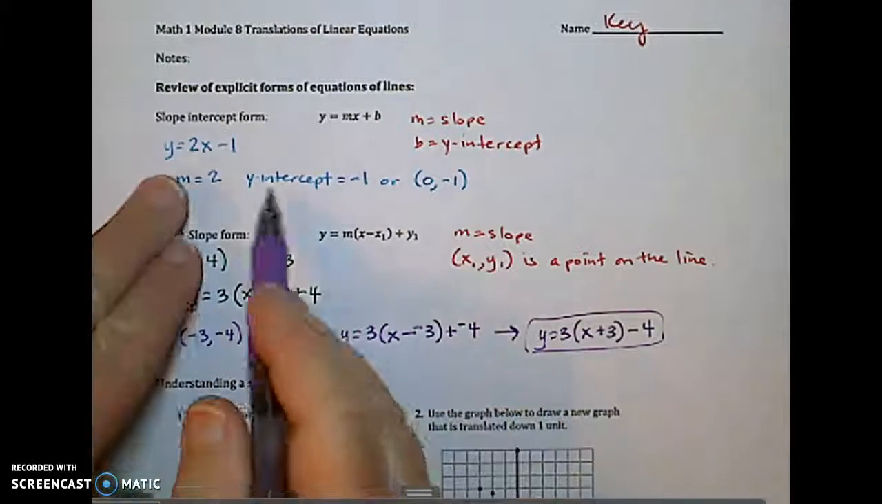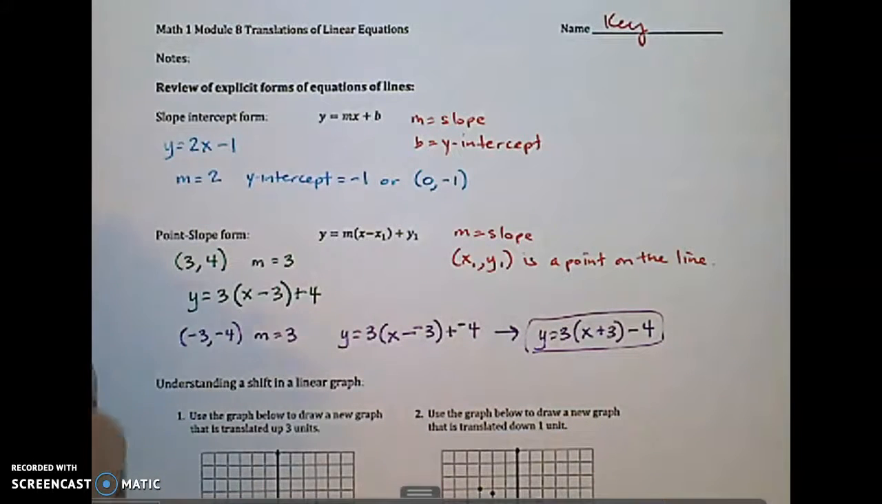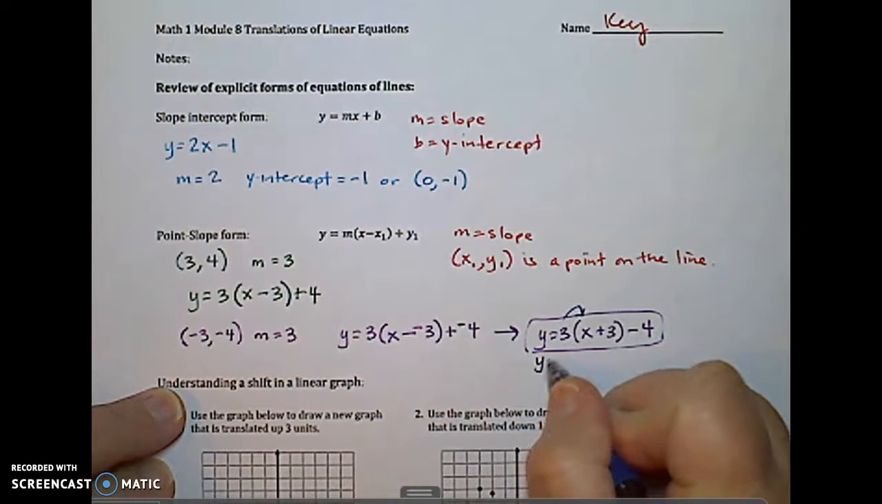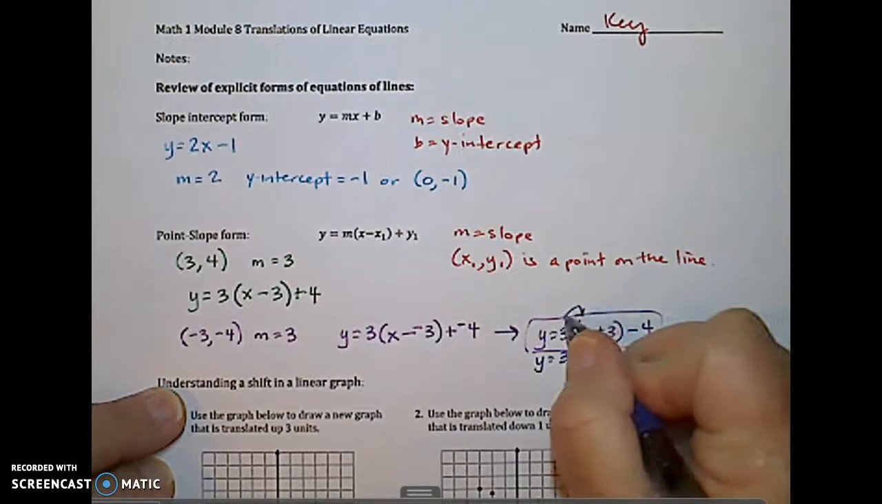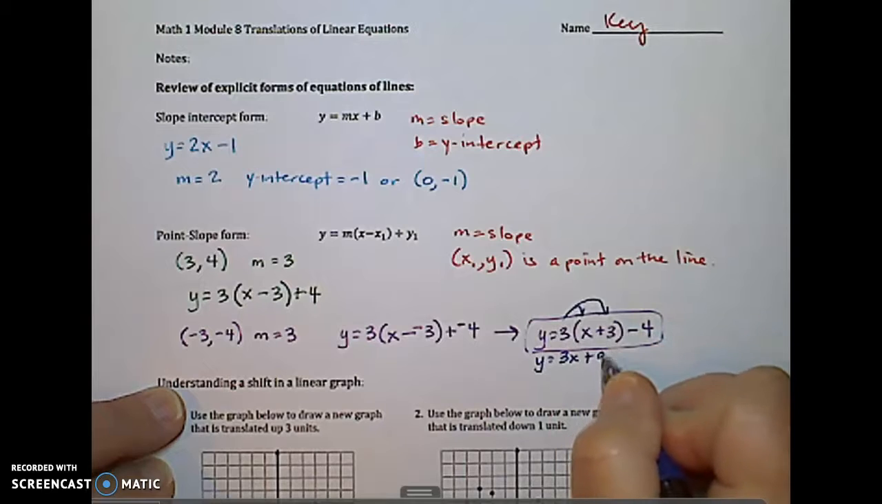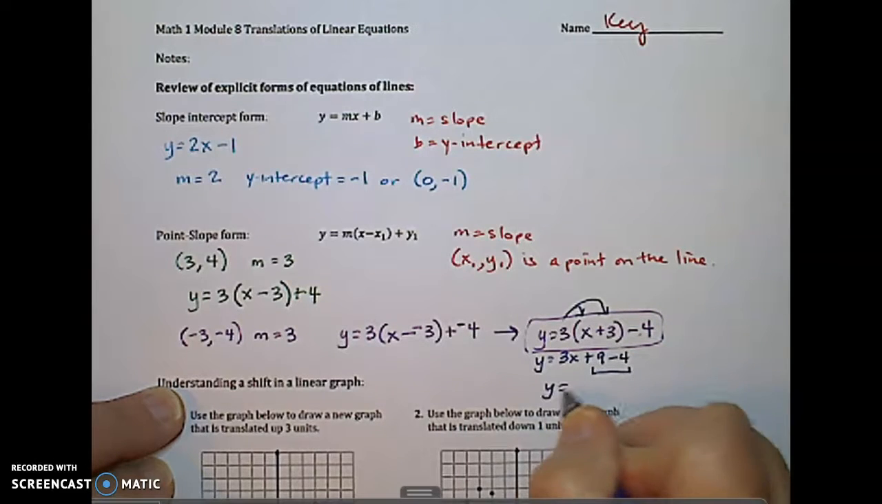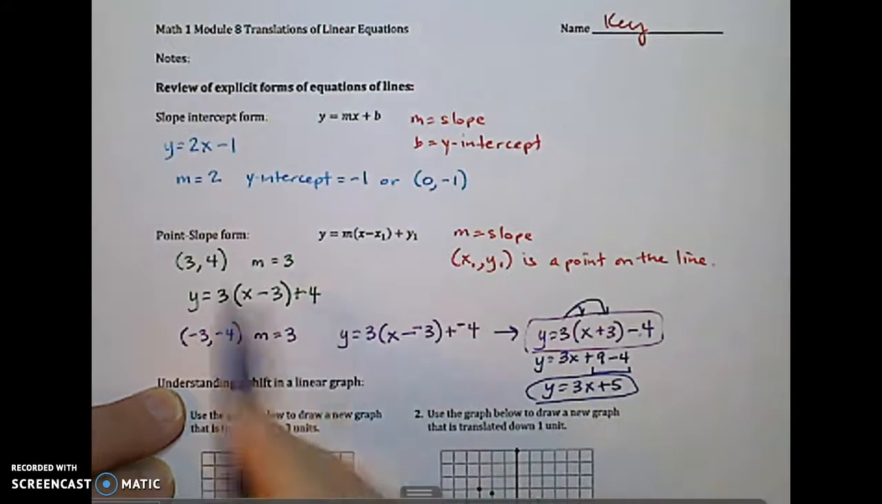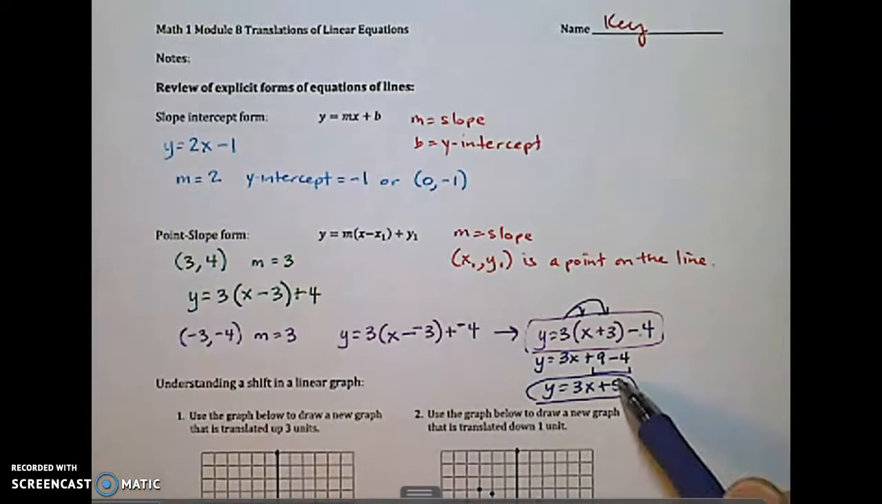Now this can actually be converted to slope-intercept form pretty easily. Basically you just have to distribute. So you get y equals 3x plus 9, and then minus 4. Combine these two parts, y equals 3x plus 5. And that would be the slope-intercept form that is the same as that. So it's the same exact line, just written in a different way.